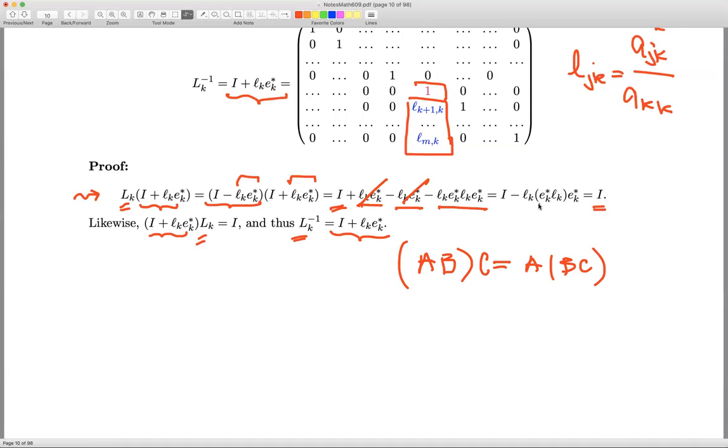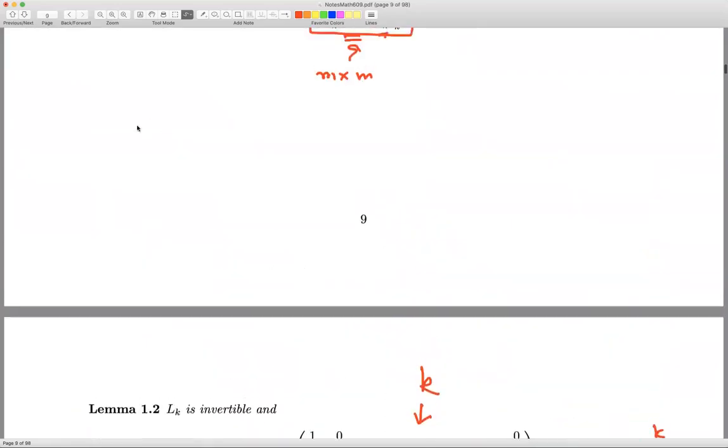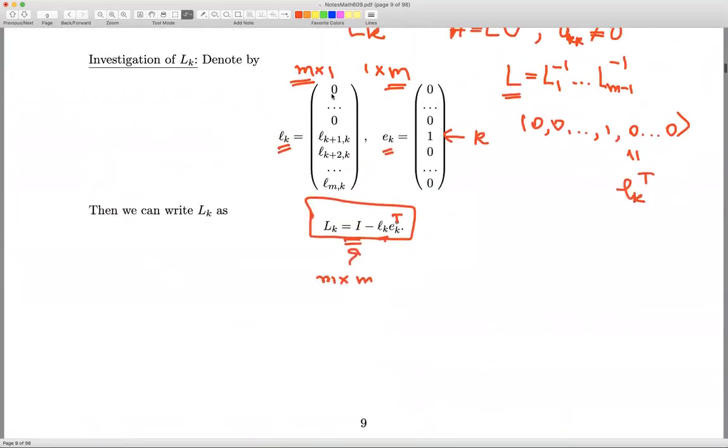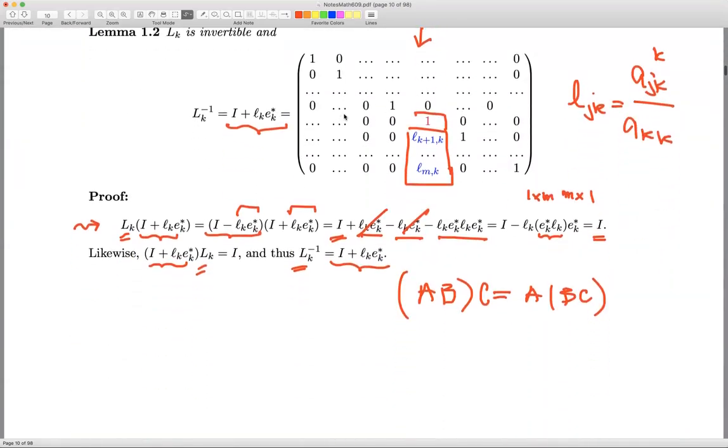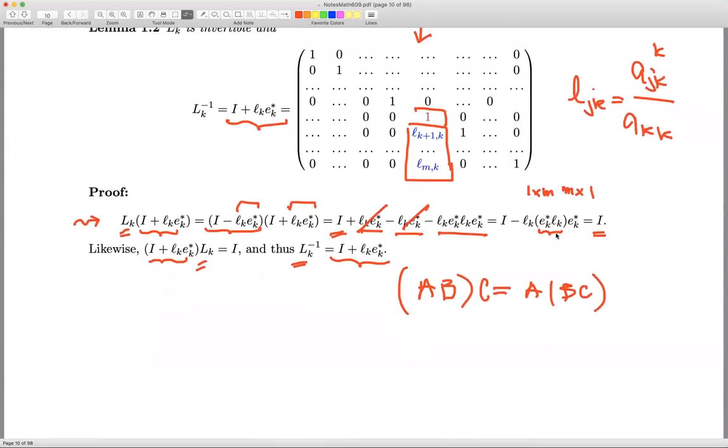And I want to see what this is. EK transpose is a vector, which I can view as a matrix of dimension 1 times m. And then LK is a vector of dimension m times 1, right? Remember that LK here was this vector, which is the column vector of dimension m times 1. Therefore, EK times EK transpose times LK, when I do the multiplication, is a matrix of dimension 1 times 1, or in fact, this is a number. And the question is, what will be this number?